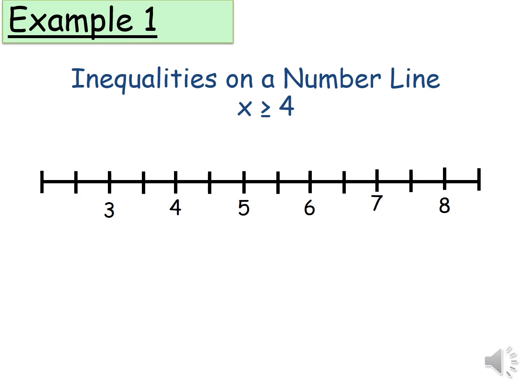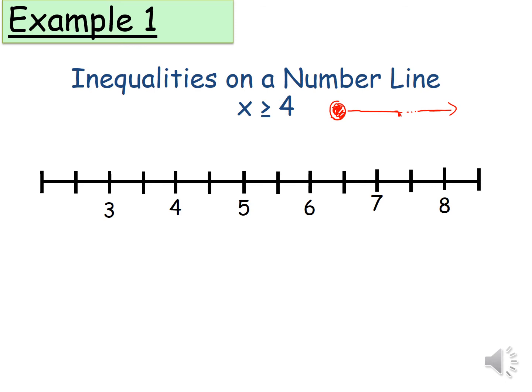Okay, representing inequalities on a number line. Now we all know how to read inequalities. Now we know what each inequality symbol means. So we know that this means x is greater than or equal to 4. Now, how do you represent this? Well, if it's equal to, I know that I'm going to have a circle and it's going to be full. And because it's greater than, I know the numbers are going to get bigger away from 4, so it's going to be going in that direction.